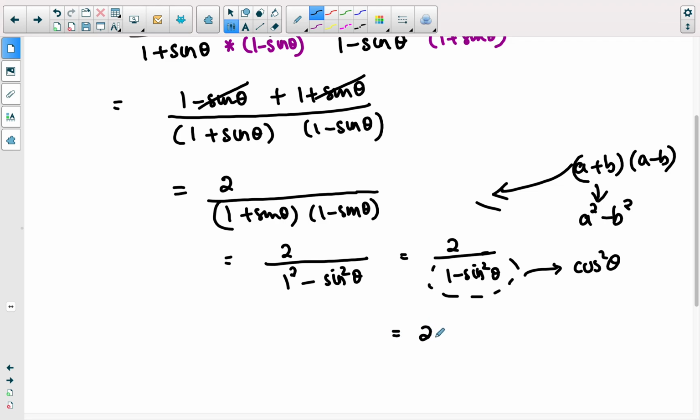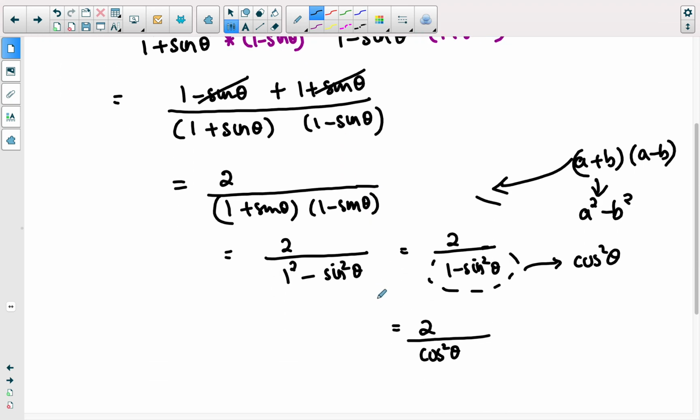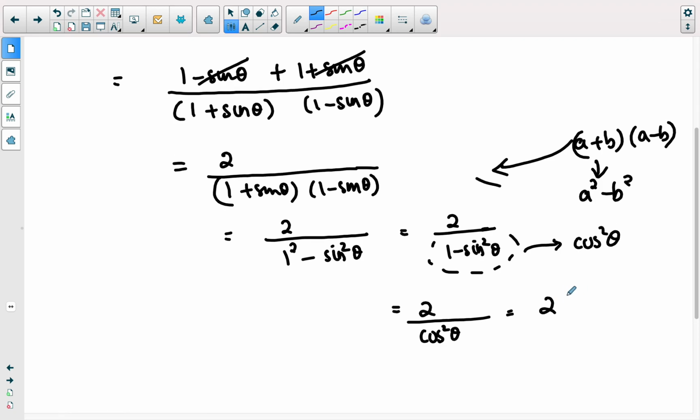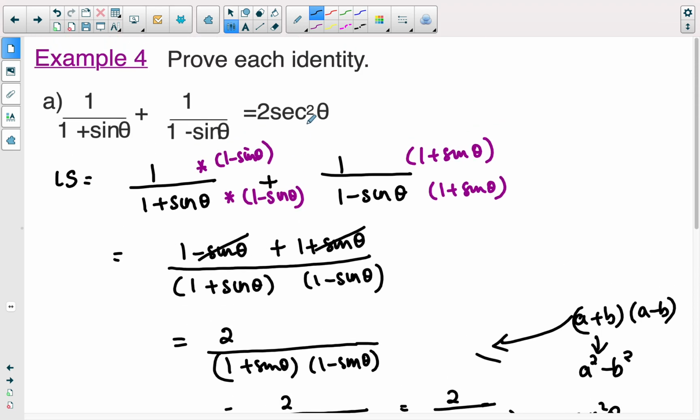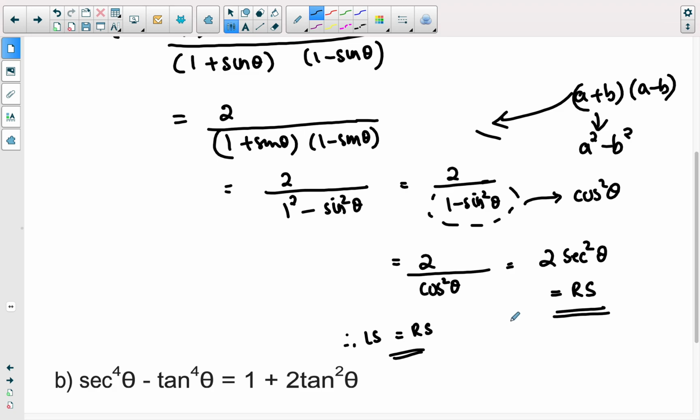So this is 2 over cos squared theta. And cos squared theta is the reciprocal of secant squared theta. So this can be written as 2 secant squared theta. And that is our right side. So we have proved now that our left side equals our right side. So always work with the right side in mind, trying to arrive at that answer.